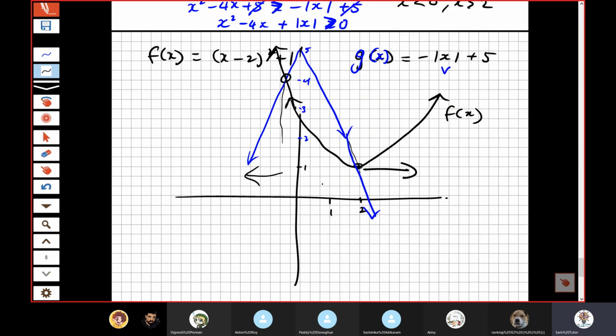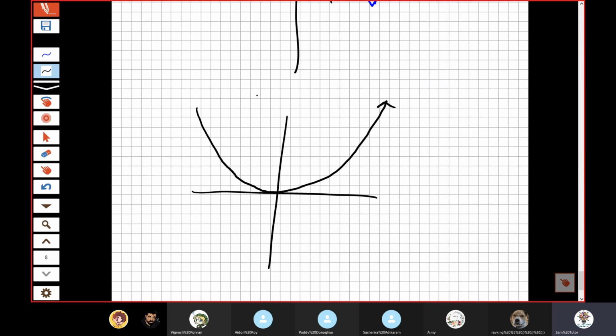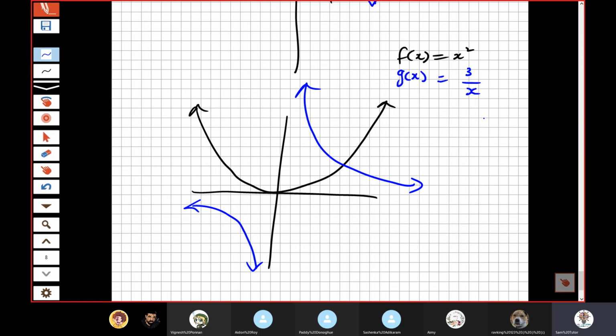So I'm going to do quickly another one, just to show you, and then I'll scroll up. So here's two random curves. Here's a parabola, just so you can get the concept through your head. And here's a hyperbola. And we're going to call the parabola x squared. We're going to call the hyperbola 3 on x.